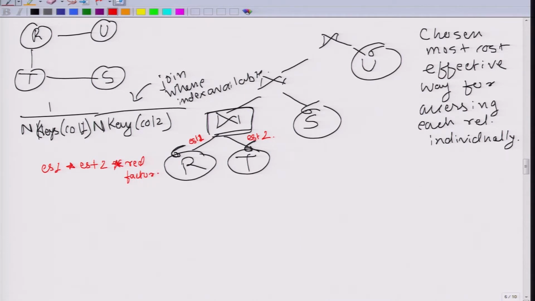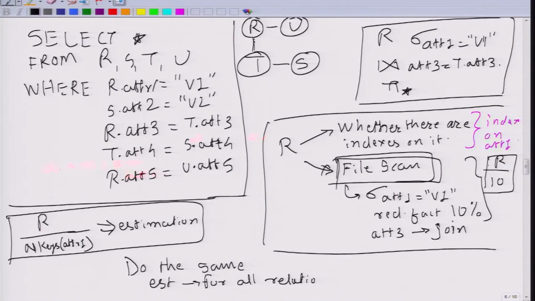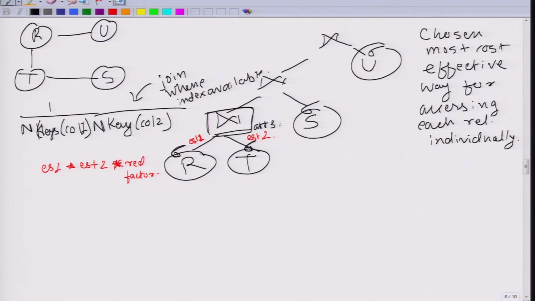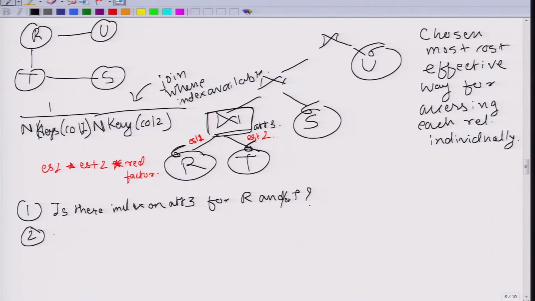Now how is the reduction factor decided? That depends on your join condition. So here R and T are joining on attribute 3. Now the options I am going to consider over here are: is there an index on attribute 3 for R and or T, and then if not, file access cost. So now I am going to do an estimation in this format. Remember that these alternatives, and which one to choose, depend on the system catalog information that is available.